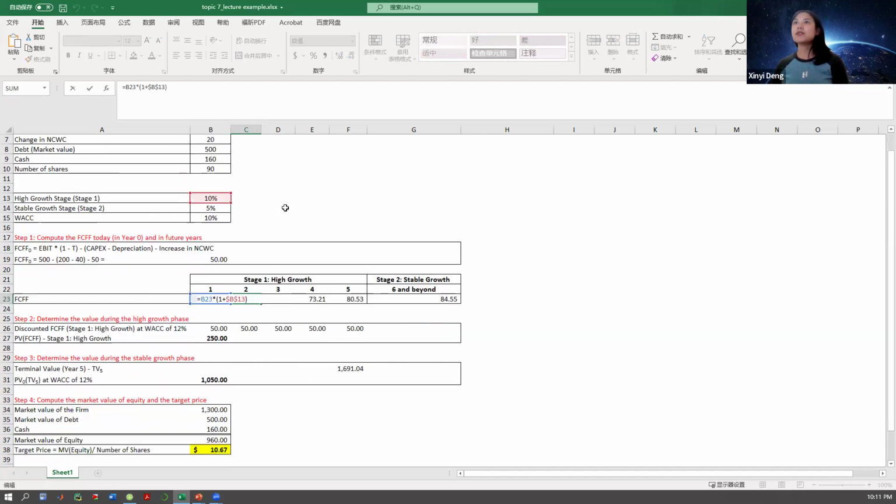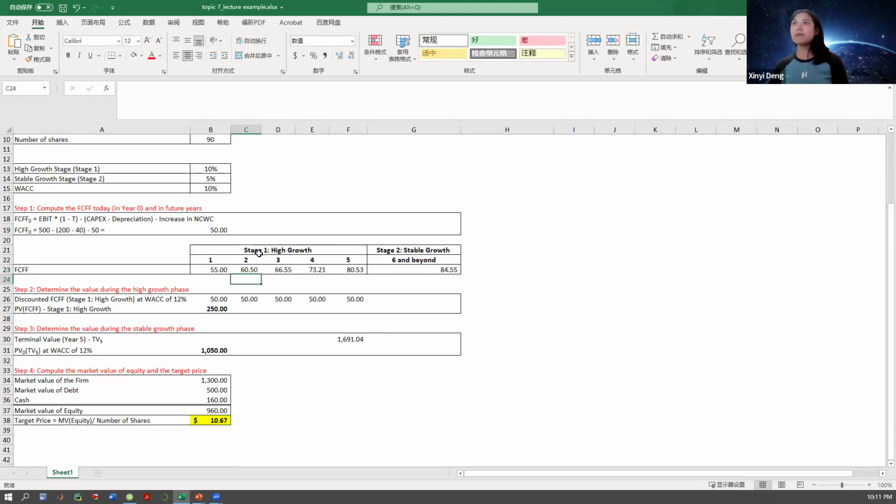So to do this calculation in the Excel sheet, we just copy this cell over the following cells. For each cell, it's just the previous term times 1 plus high growth rate. So as we can see for year 5, it's just the year 4 cash flow times 1 plus cell B13.